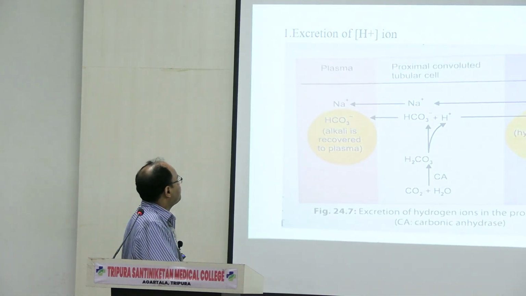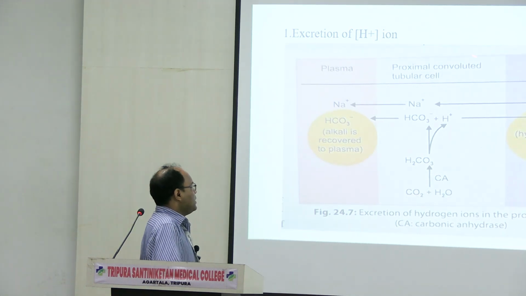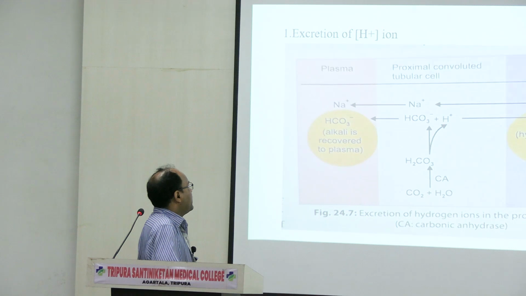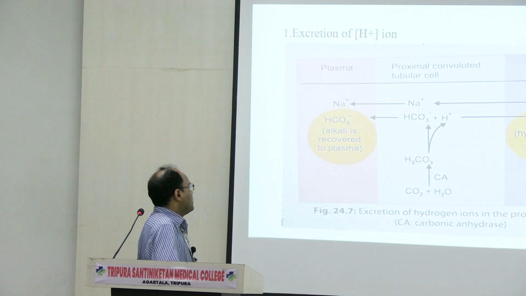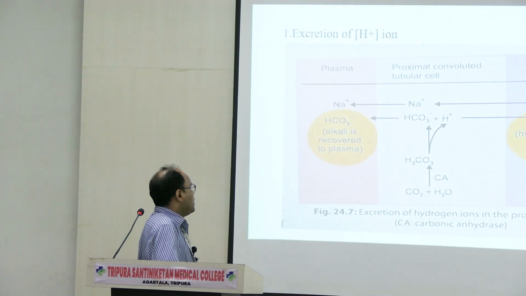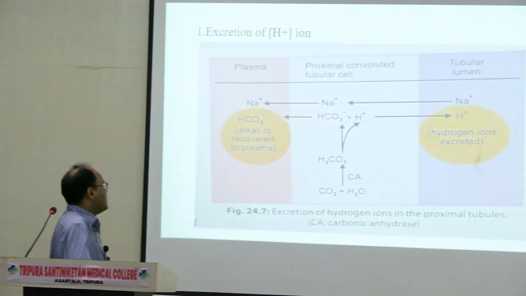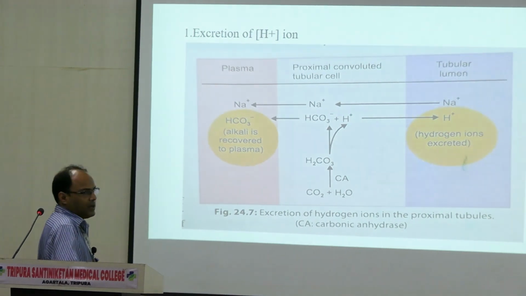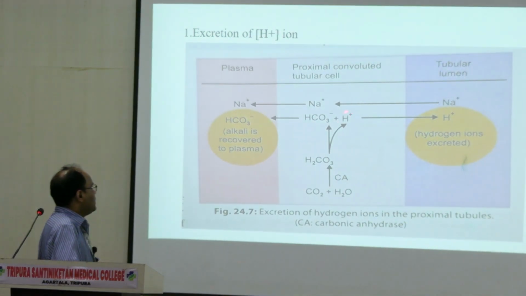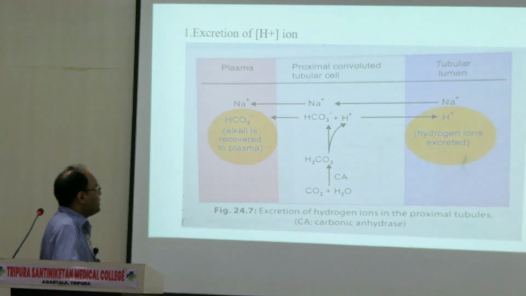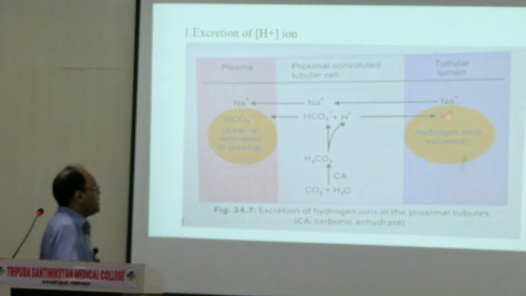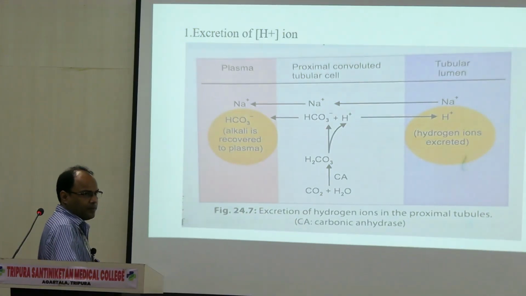Say this is the proximal convoluted tubule of the nephron in the kidney, where this H+ is formed from the breakdown of carbonic acid. This carbonic acid is formed because of the reaction of carbon dioxide and water with the help of the enzyme carbonic anhydrase. This carbonic acid dissociates into hydrogen ion and bicarbonate. Bicarbonate is readily reabsorbed into the plasma and goes into the alkali reserve. And this hydrogen ion is excreted into the tubular lumen, and then excreted via urine. Understand?